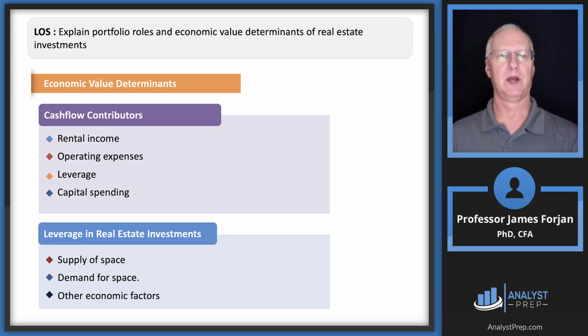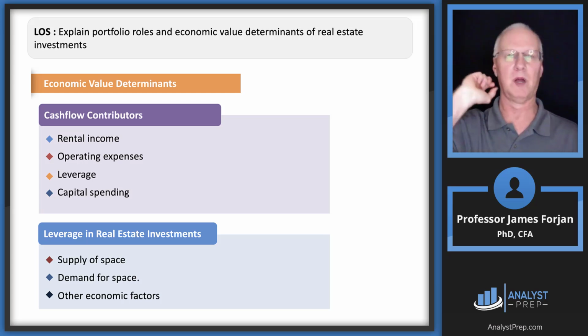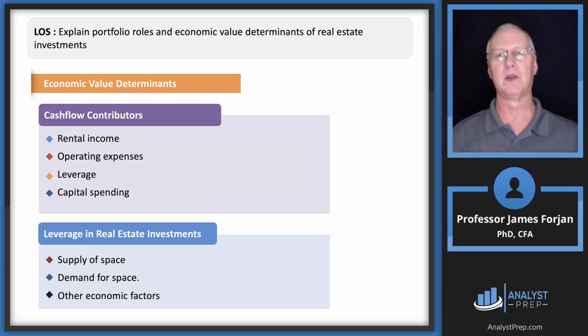How about continuing on with economic value determinants? All right, so cash flow contributors. I tell my students this all the time, and this is exactly what this LOS is saying: we invest in projects that have positive net present values. That means that projects have lots and lots of operating cash flow. Well, look at those first two diamond points, right? Rental income, so we want that top part of the income statement. We want lots of income. And then operating expenses, we want to be super efficient. And so what that leads us to then is lots and lots of maybe something called net operating income.